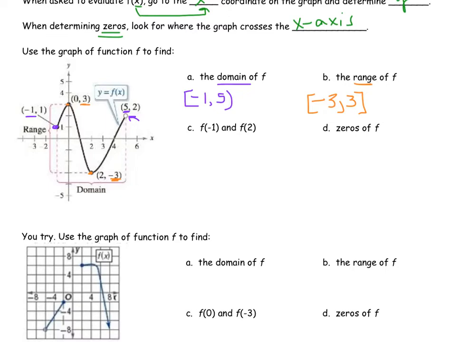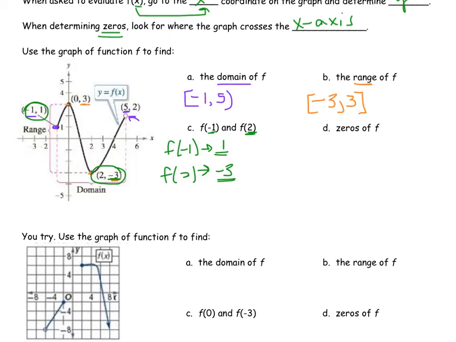Next, we're asked to evaluate, determine f of -1 and f of 2. F of -1, if we go to -1 on the x-axis, we have an output of +1. So that's just the answer. It's just what y value matches with your x value. And if we go to 2 on the x-axis, 2 would drop us all the way down here to this ordered pair, and our output is -3. So instead of plugging it into a formula to evaluate, we're just locating the ordered pair on the graph.